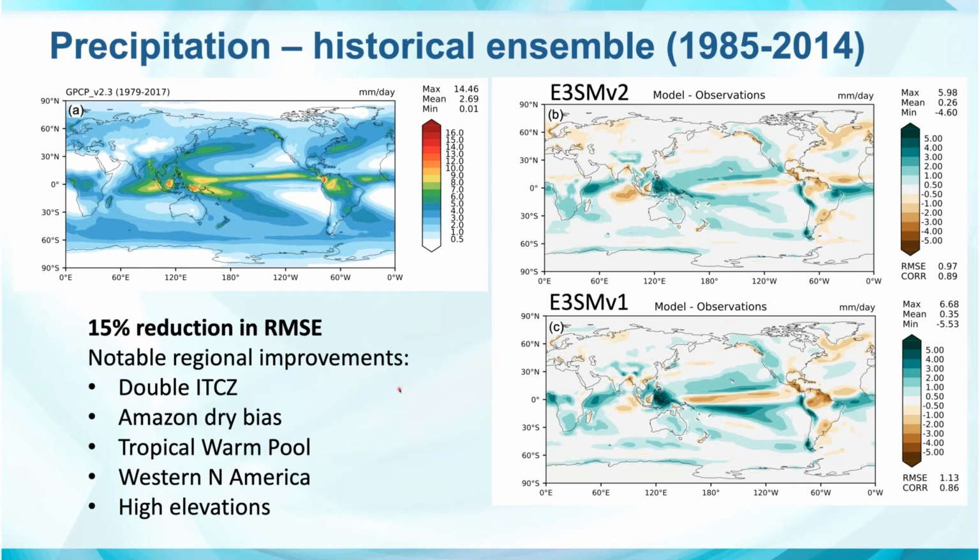Some of the improvement came from regional improvement. You can see a significant reduction in the double ITCZ. It's still present, but it's much weaker than it was. The Amazon dry bias here is also much improved compared to V1. And we also have improvement in the excessive precipitation over the tropical warm pool, Western North America, and as well as over high elevation. It's a more modest improvement, but there is some improvement there.